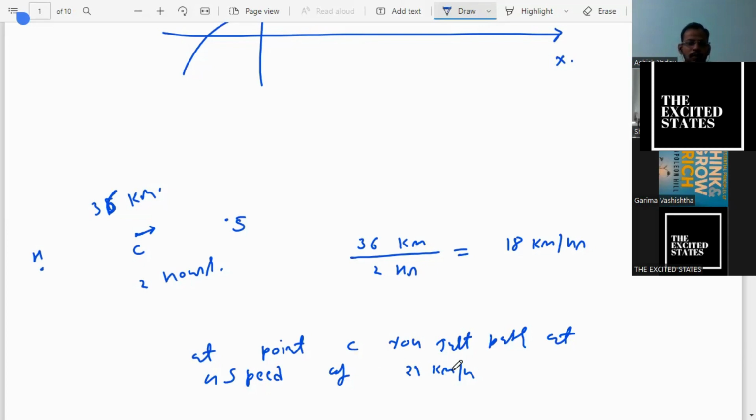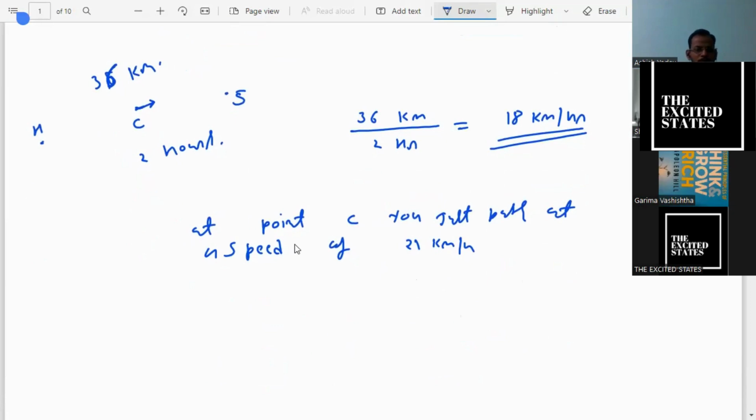That means this 21 kilometers per hour at point C is your instantaneous speed, and this 18 kilometers per hour is your average speed. That means the average rate of change of distance between home and school is 18 kilometers per hour, and at point C, the instantaneous rate of change of distance with respect to time is 21 kilometers per hour. I hope you got the difference between average and instantaneous here.